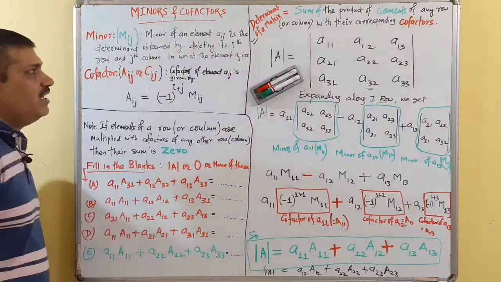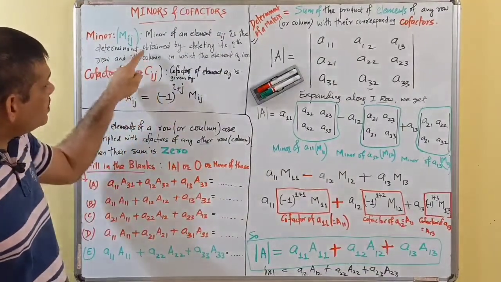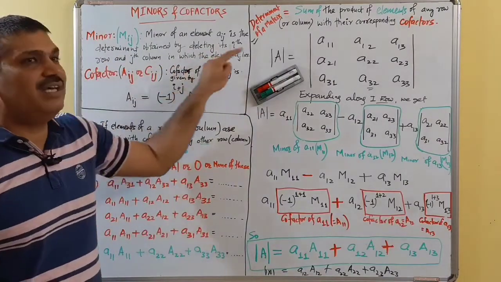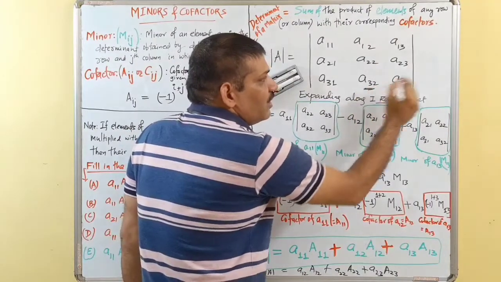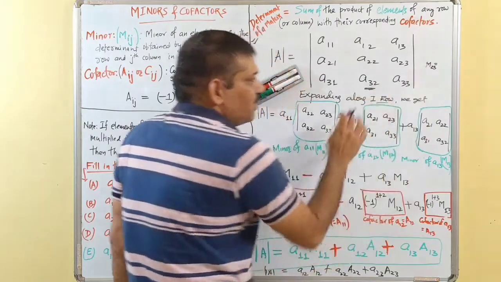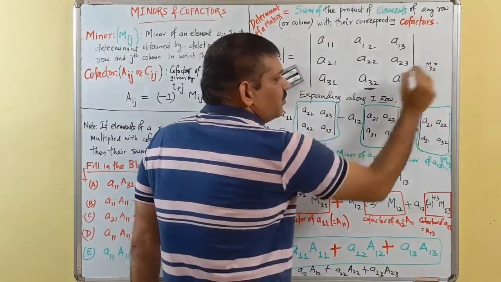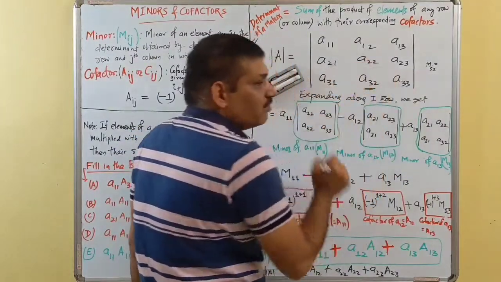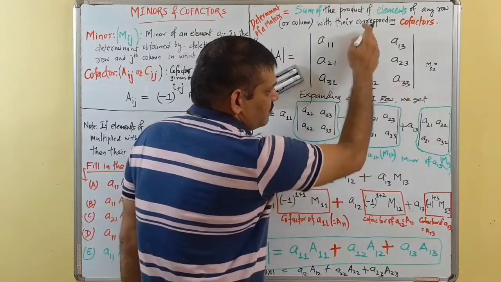The minor of an element Aij is the determinant obtained by deleting the ith row and jth column in which the element Aij lies. If I want to find the minor of A32, that will be denoted by capital M32, that is the minor of A32. How will it be done? I'll delete the third row and the second column, and the remaining determinant is the minor.